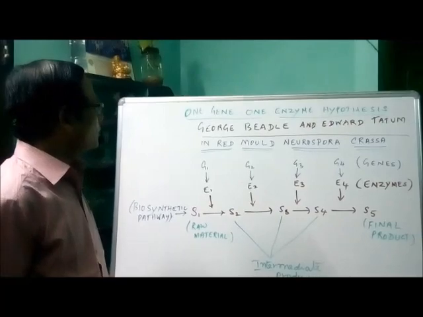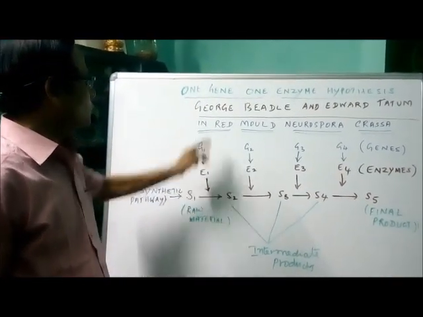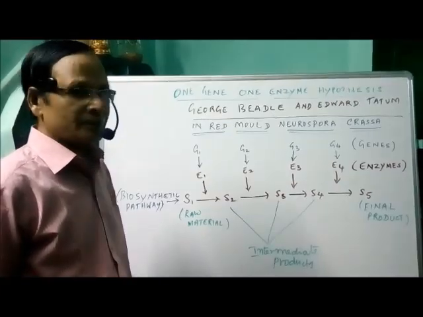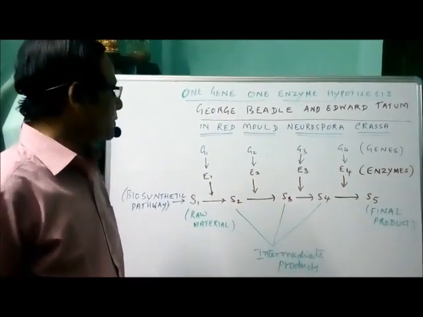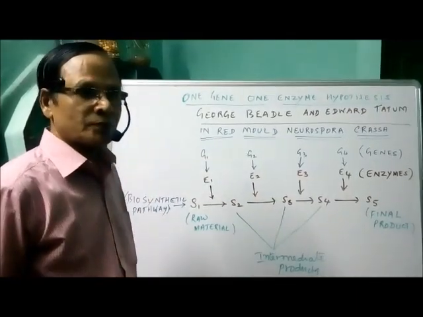What is the one gene, one enzyme hypothesis? This concept was given by George Beadle and Edward Tatum. They conducted an experiment in the red mold, Neurospora crassa.